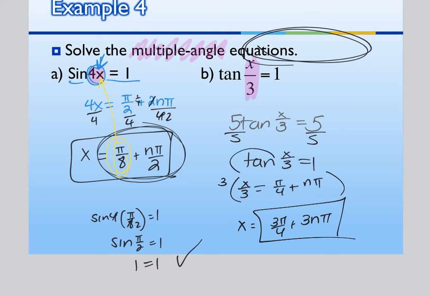How did you get x over 3 is equal to pi over 4 plus n pi? So tangent is 1 at pi over 4 plus n pi. Okay. But it's not tangent of x, it's x over 3. So then x over 3 equals pi over 4 plus n pi, and then you've got to multiply by the 3. Okay. And then this was the answer if there would have been a 5 for the tan.